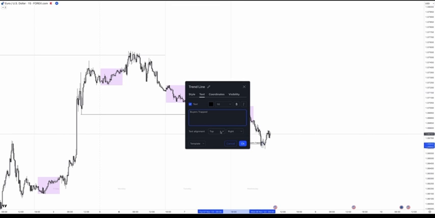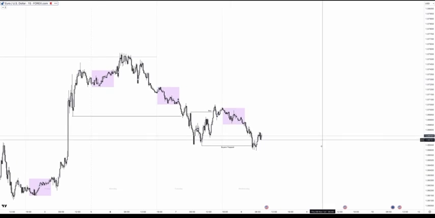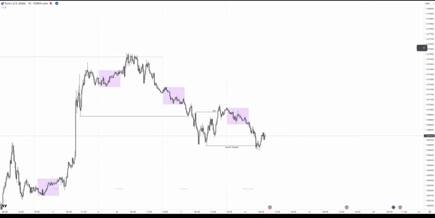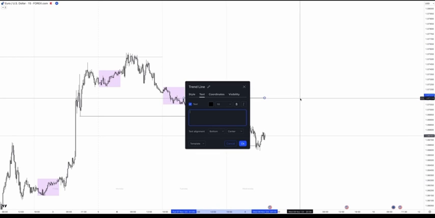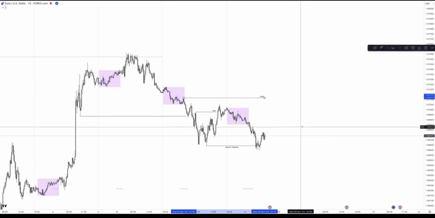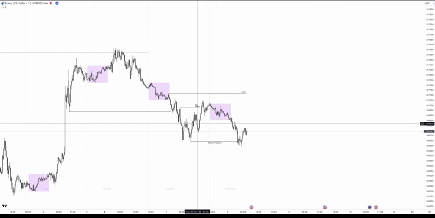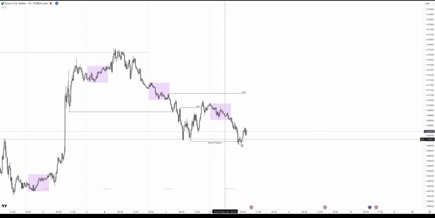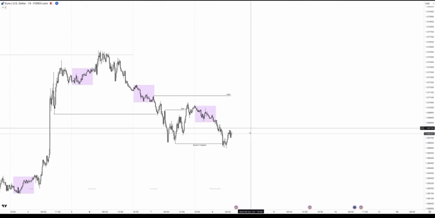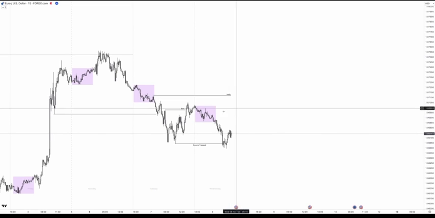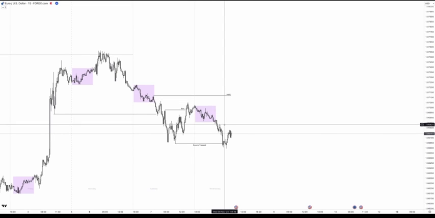Okay. Also, you can see an inducement high right here. So BOS to the upside, buyers trapped. You can potentially see the move upwards towards the inducement high. There's a lot of buildup of liquidity right here.